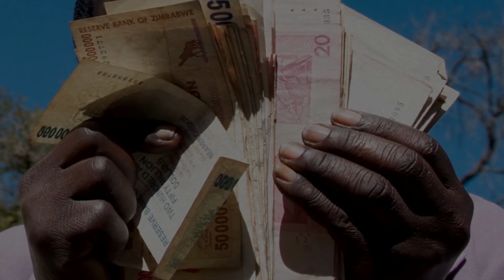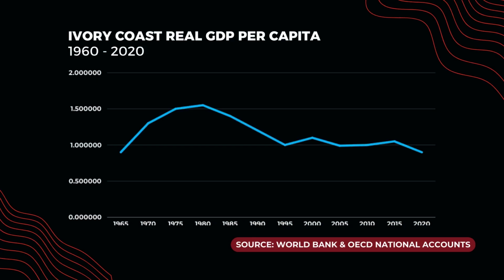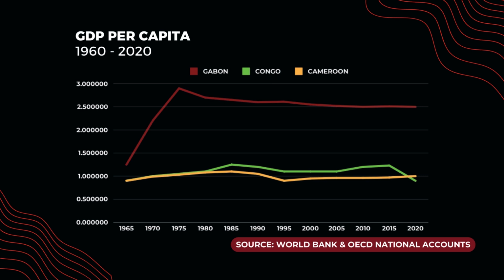CFA member states also lag in terms of growth, some are even regressing. Côte d'Ivoire's real per capita GDP is 1/3 lower than in 1978. In 2016, Senegal was at its 1960 level. Meanwhile, Cameroon, Congo, and Gabon have not surpassed their respective peaks of 1986, 1984, and 1976. This means that these countries have had little to no real economic growth in decades.